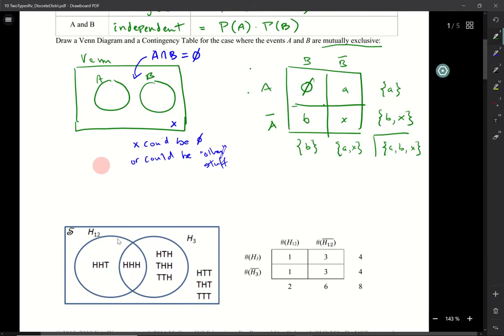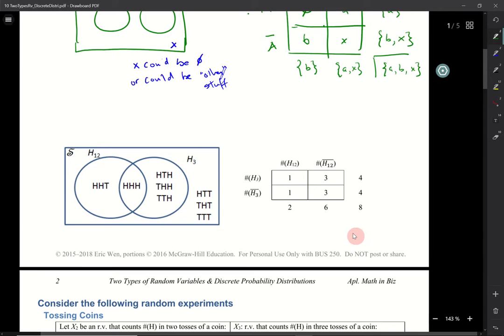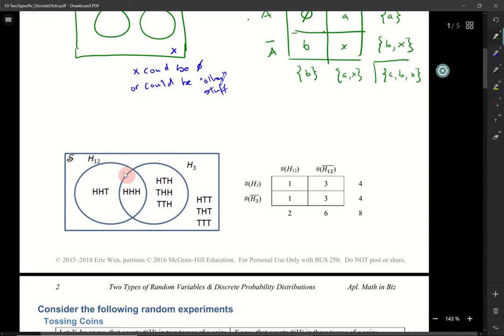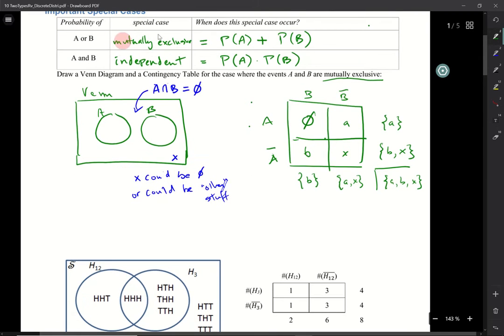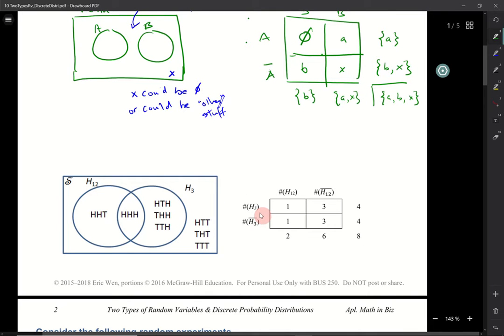Notice down here, what is this a picture of? This Venn diagram and this contingency table are related, and what is it showing? Right, it's showing an intersection. Remember, we're trying to look at what's mutually exclusive and what's independent. So this pair up here was mutually exclusive, and the Venn diagram and the contingency table down there are independent. Thanks.